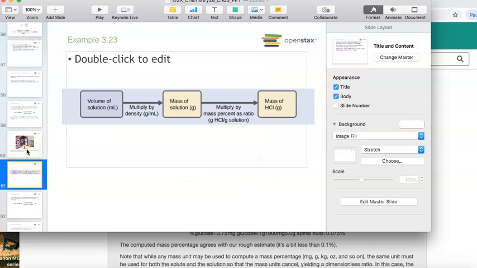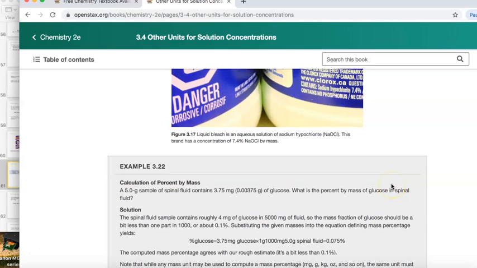Let's first do a problem here from our textbook before we talk about this flow chart. In example 3.22, we're looking at determining the percent by mass of glucose in spinal fluid. We're given the total mass of the sample of spinal fluid, and it tells us that it contains 3.75 milligrams of glucose, and they give the mass to you in grams as well.